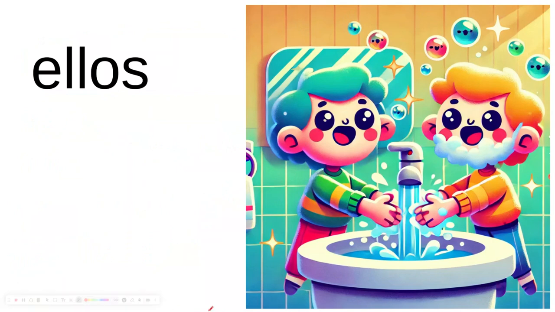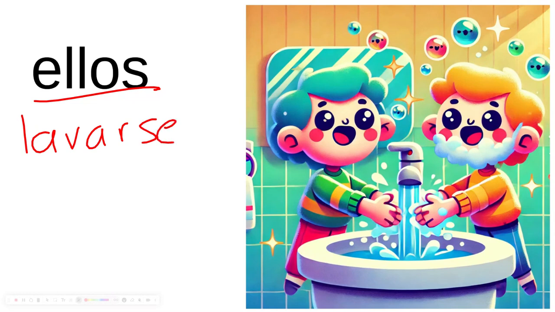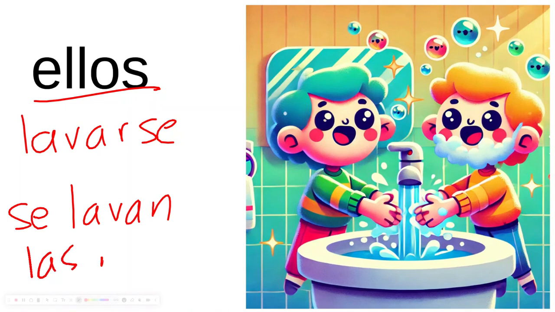All right, last one. We got some people washing their hands, and we got they. So I want to say they wash their hands. So to wash is the verb lavarse. And if I want to specify their hands, I'll put that in the sentence. So it's going to be ellos se lavan las manos. And yes, manos is a feminine noun, las, if you didn't see that.